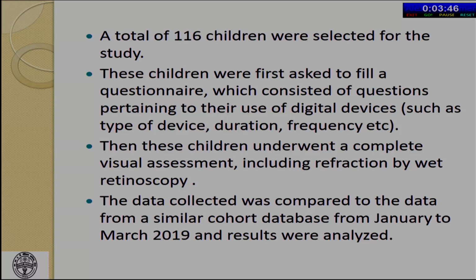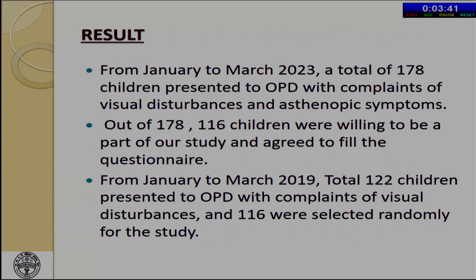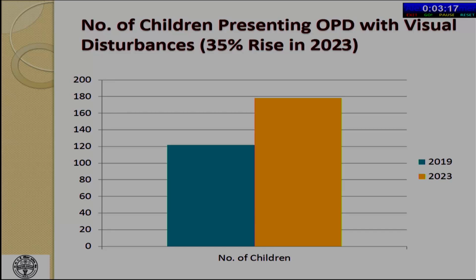The data collected was compared to data from a similar cohort database from January to March 2019, and results were analyzed. From January to March 2023, a total of 178 children presented to the OPD with complaints of visual disturbance and asthenopic symptoms. Out of 178, 116 children were willing to be part of the study, and from January to March 2019, a total of 122 children presented to the OPD with complaints of visual disturbance, and 116 children were randomly selected for the study. This pie chart shows a 35% increase in visual disturbance between 2019 and 2023.